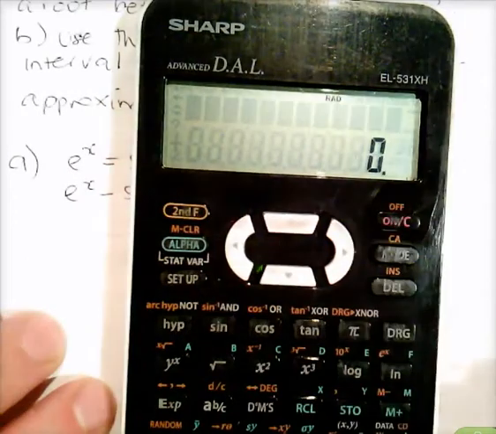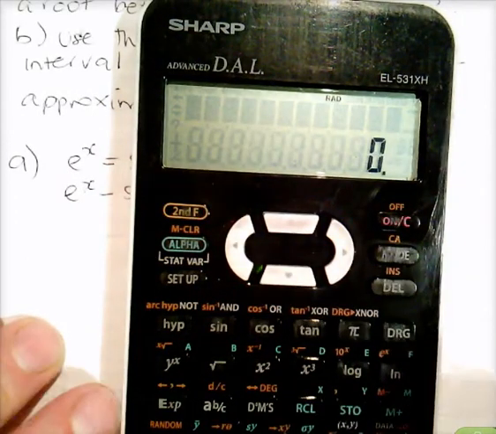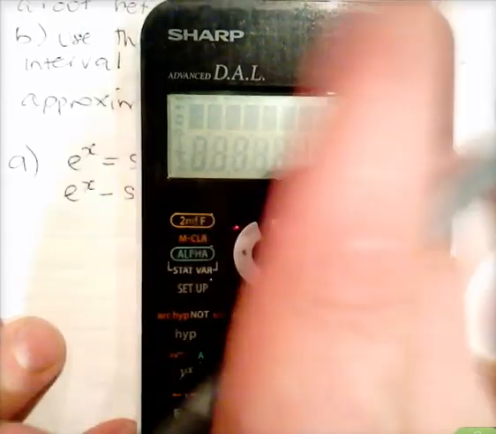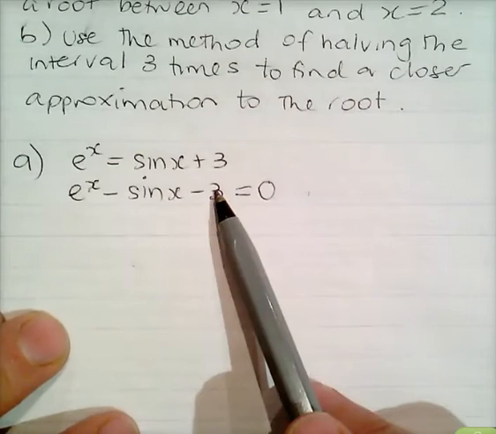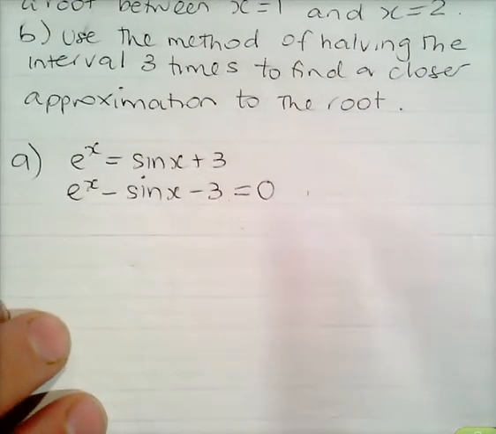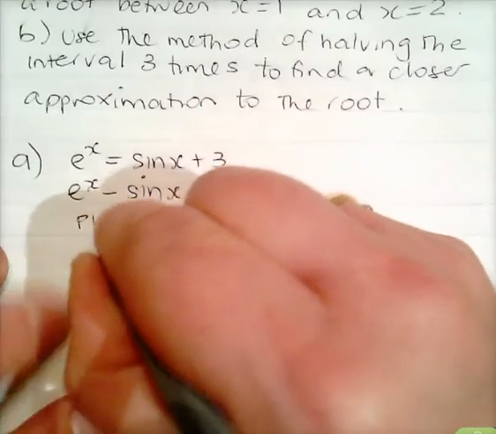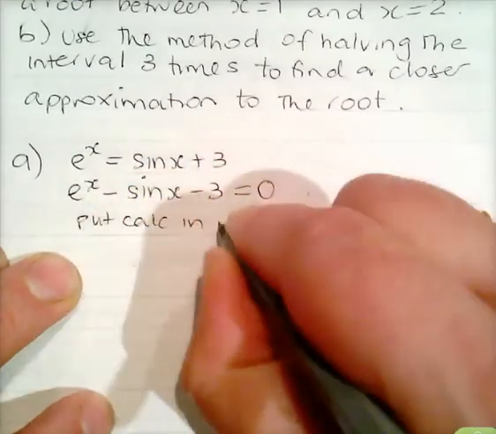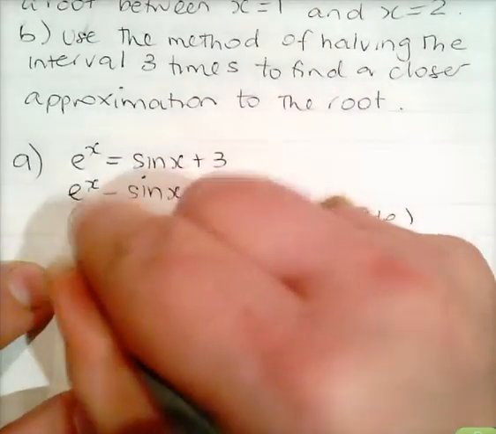You've already seen some radians anyway, I think, with extension 2. So just for these questions with any trig functions in them, and other functions as well, you must be in radians mode. So just make sure your calculator is in radians mode. So I'm just going to write here, put calculator in radians mode. And so now let's substitute.